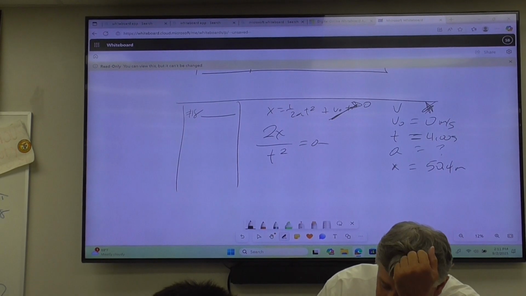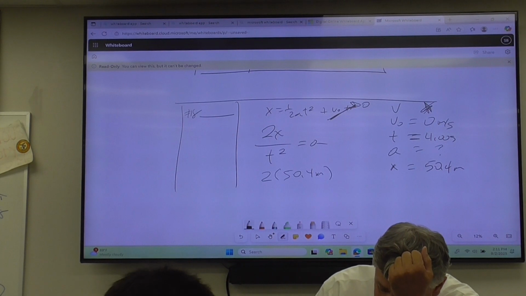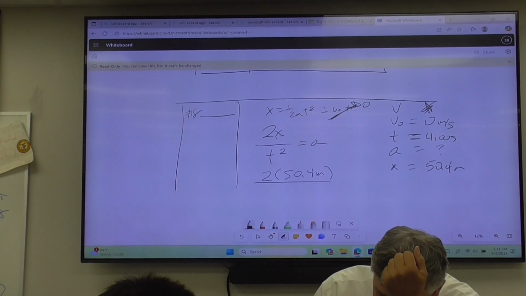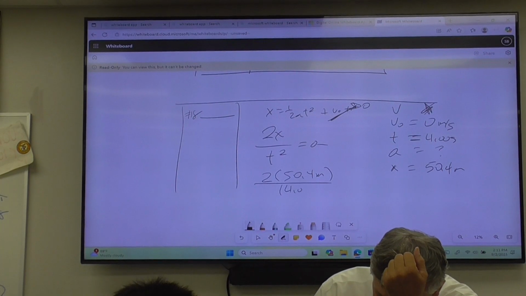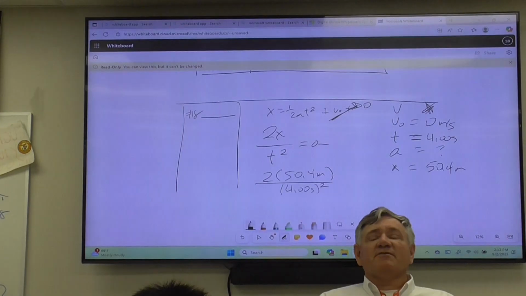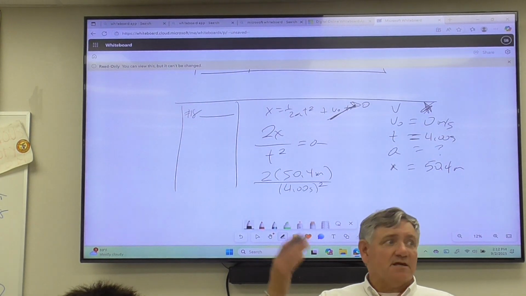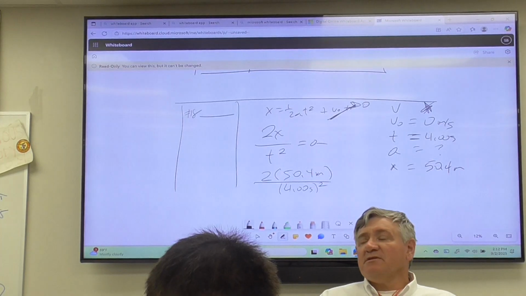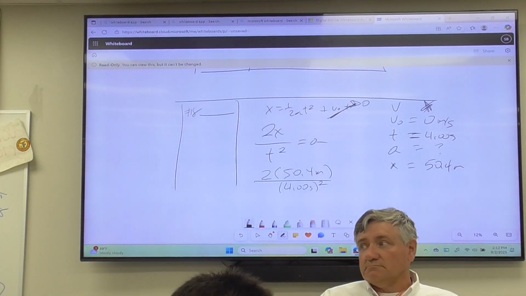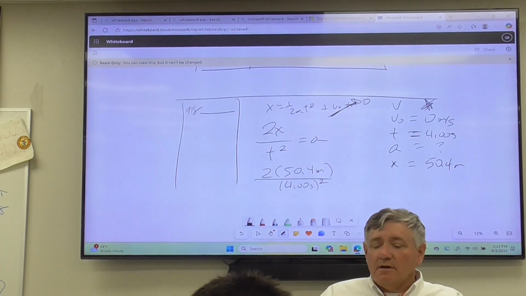Now I can come here and go, okay, I got 2 times 50.4 meters divided by time, which is going to be 4 seconds. That's going to get squared. So first off, do my units work out? Yes. Yeah, because I get meters per second squared. If the units don't work out, guess what? Doesn't matter. It won't work.